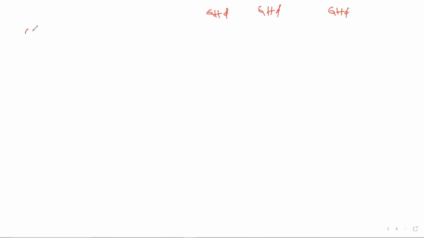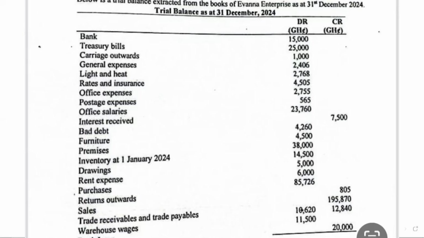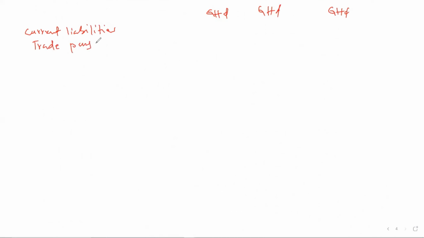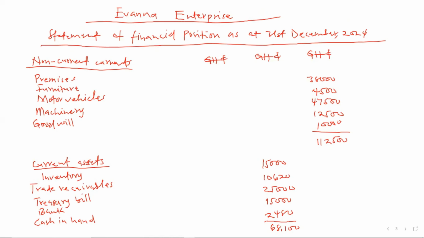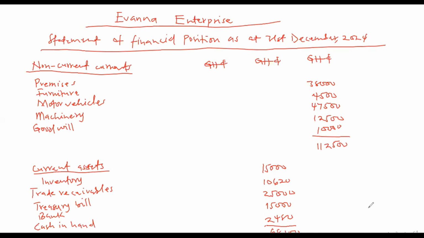So now we have our current liabilities. Let's write our current liabilities. So in the question, current liabilities is the trade payables, which is the same as creditors. So trade payables. So we are going to list our current liabilities, which is 12,840. We are going to less from our current asset, this 68,100. Yes, you can do it that way.